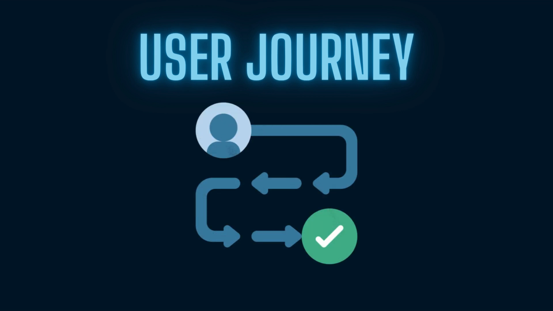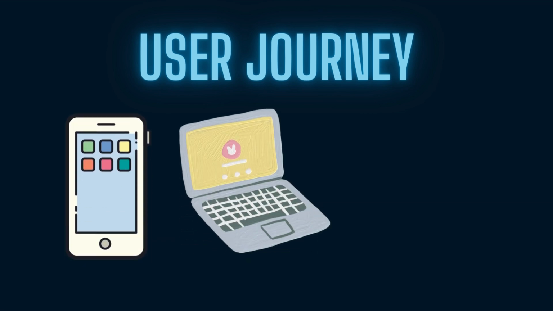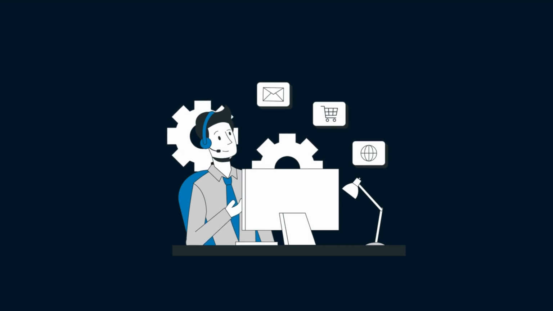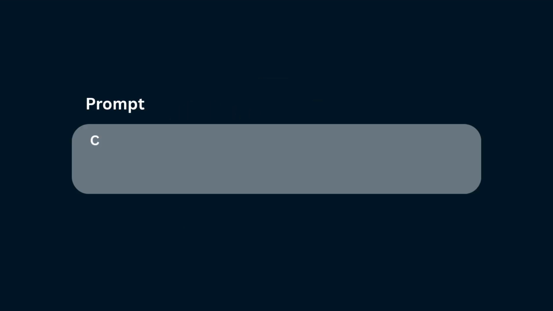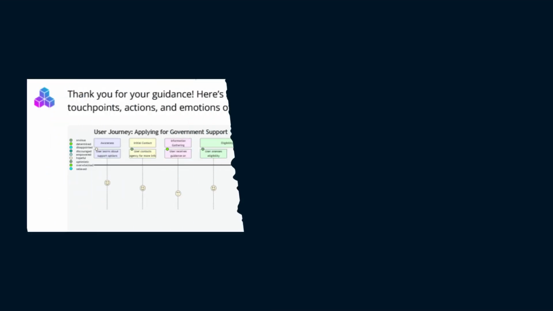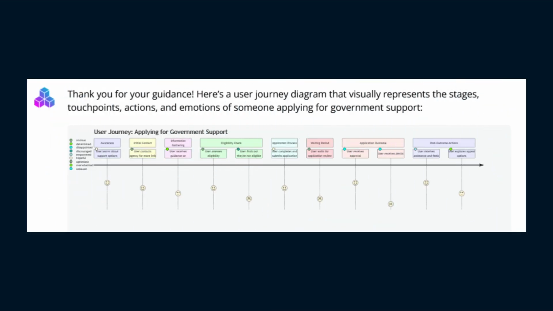Finally, the user journey diagram shows how someone experiences a service, whether through a digital platform, in-person process, or a mix of both. This is crucial when trying to improve service delivery and reduce friction. For example, suppose you're studying how a citizen applies for government assistance. Just prompt, create a user journey for someone applying for government support, from first contact to receiving assistance. The diagram will map out each step, what the user is doing, thinking, and encountering, helping you identify pain points, gaps, and opportunities to improve the overall experience.